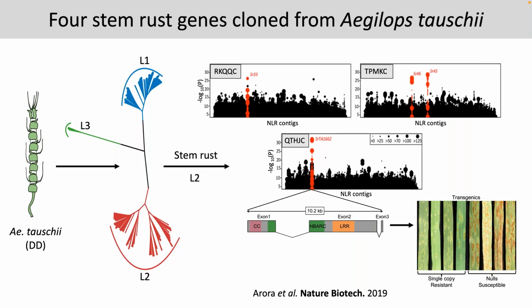When the gene was introduced into this variety, we saw resistance in these lines, which is clear from the transgenic picture that I have. The ones with a single copy are far more resistant compared to the nulls, which show complete susceptibility. So transformation of this single gene into Fielder was enough to provide the resistance. This is a beautiful example of using the RenSeq method for gene cloning.